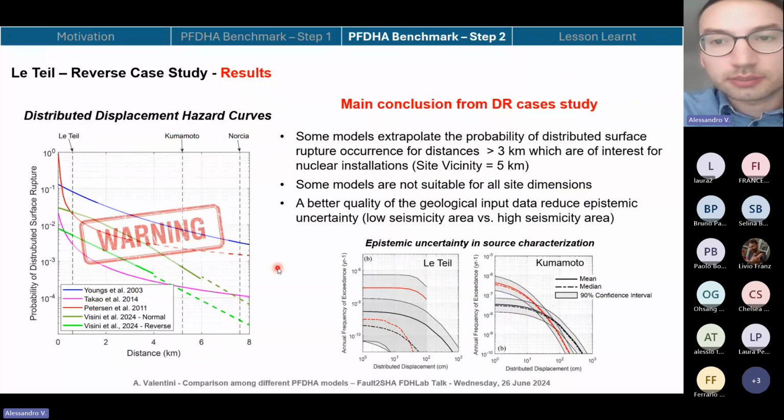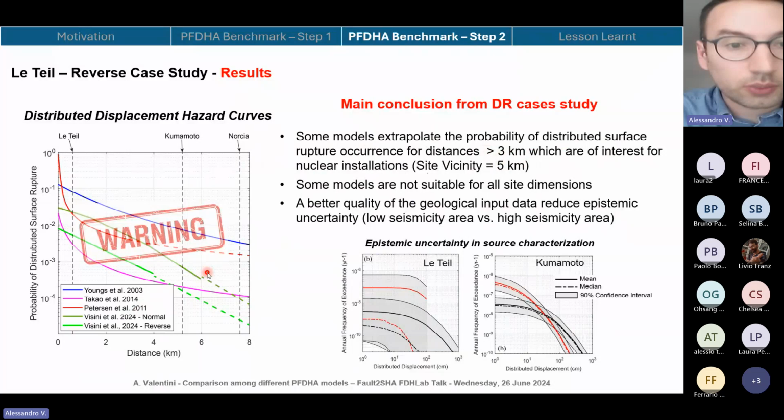So, some conclusions for the distributed rupture case study. And also, again, some warning, because some models extrapolate the probability of distributed surface rupture for distances higher than 3 kilometers. And if you remember, the site vicinity for a nuclear installation is around 5 kilometers, but some models could extrapolate this value for higher distances. For example, the Petersen and also Vicini models extrapolate this probability of distributed surface rupture for distances higher than 2 kilometers. So this is a warning when we are at a distance of 4, 5, 6 kilometers.